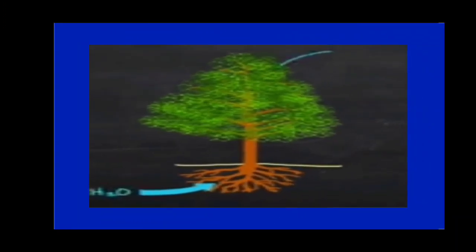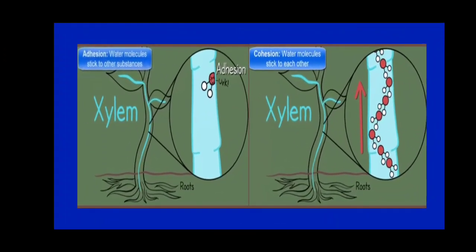Water molecules are absorbed by the roots and move upward due to capillary action, where water molecules show cohesion with each other and adhesion with the walls of the xylem vessels. So you can visualize here that these water molecules have a cohesive force between themselves, and there is an adhesive force between the water molecules and the walls of the xylem vessel, which makes them move upward against gravity.